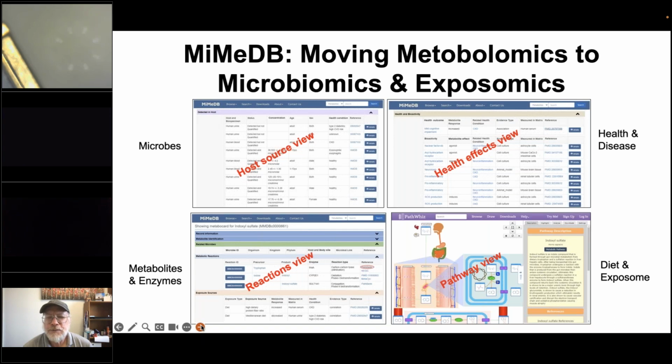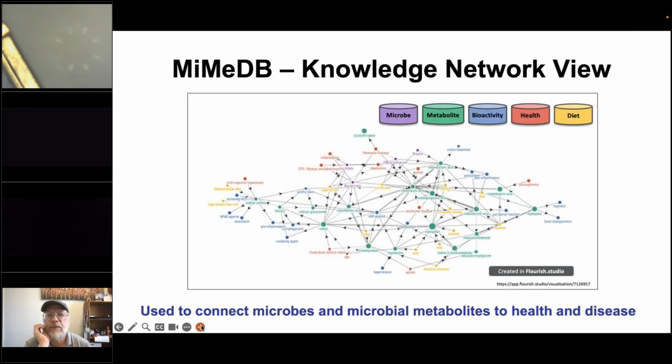So this is a new way of, I think, looking at databases, and maybe this is probably the way that the human metabolome database will also evolve. With this sort of multi-omics perspective, linking genes, proteins, metabolites, the microbiome, and the exposome all together.